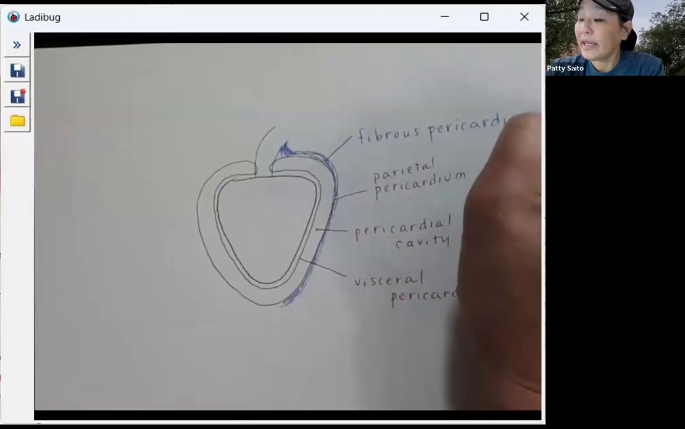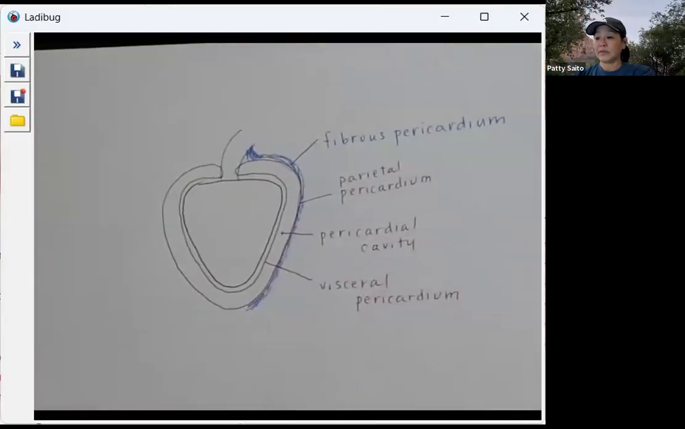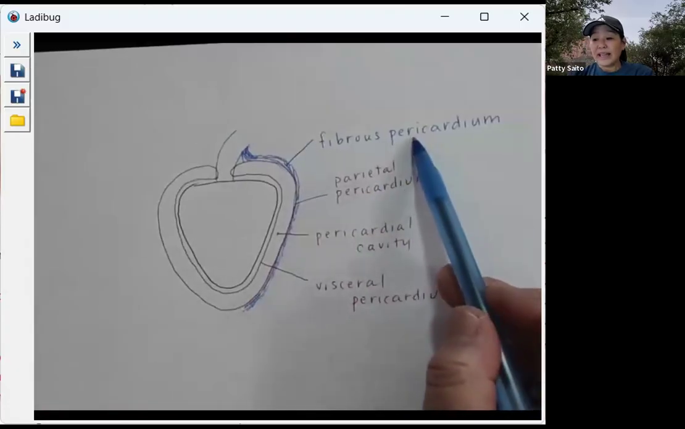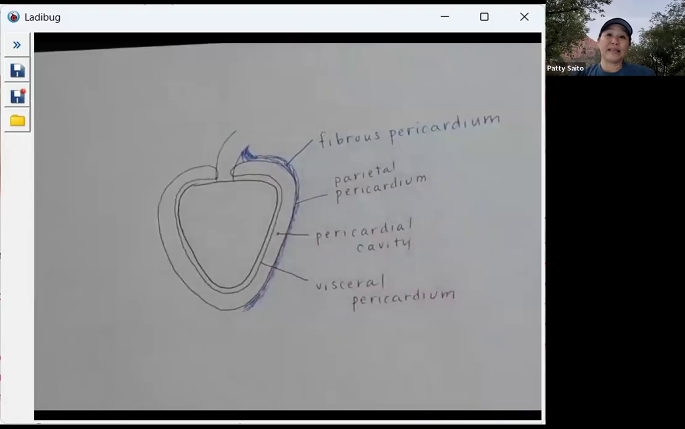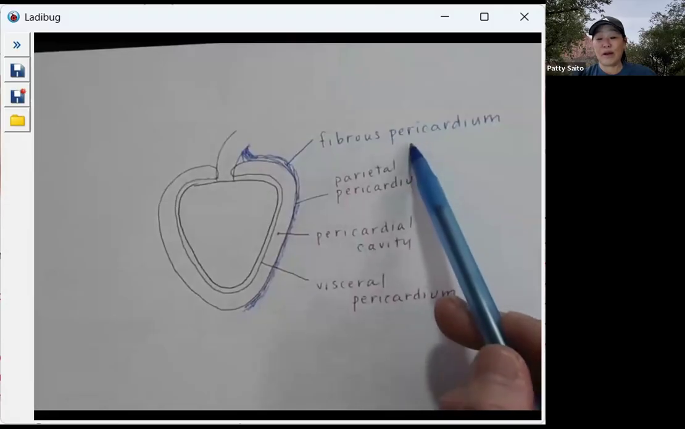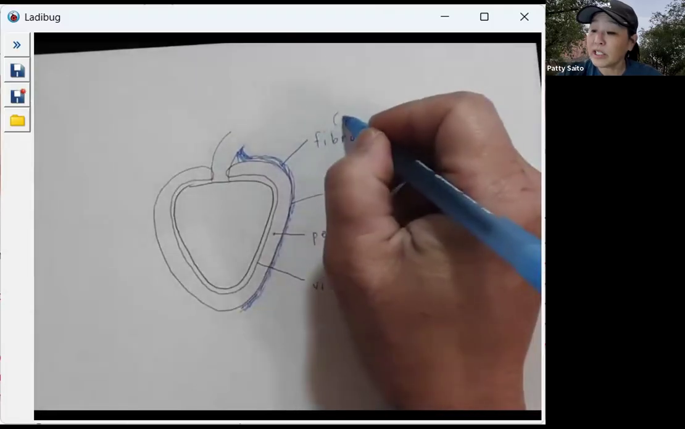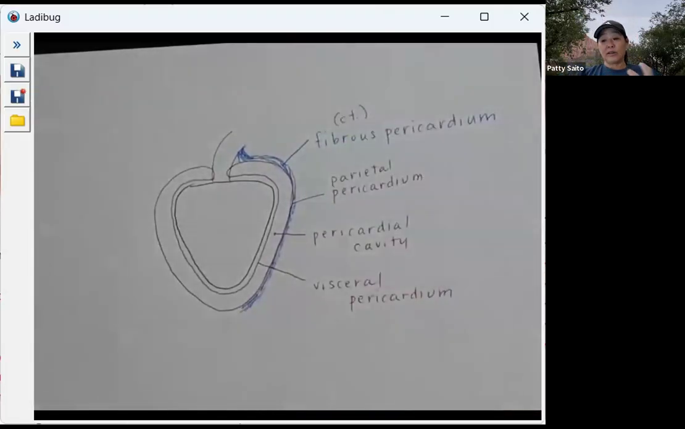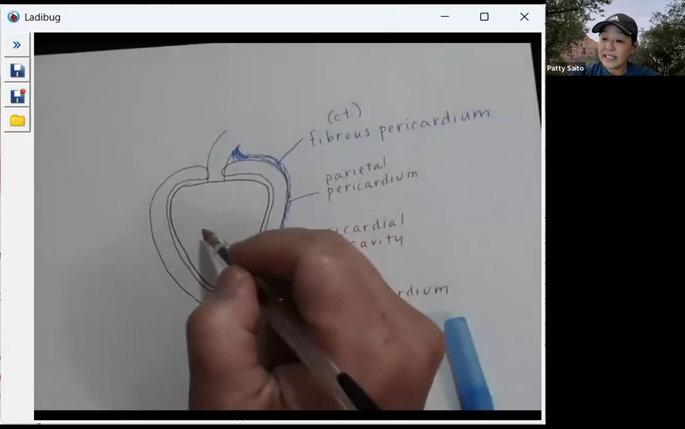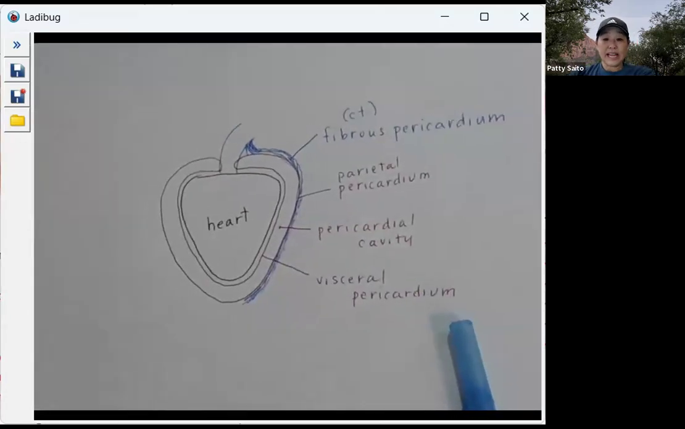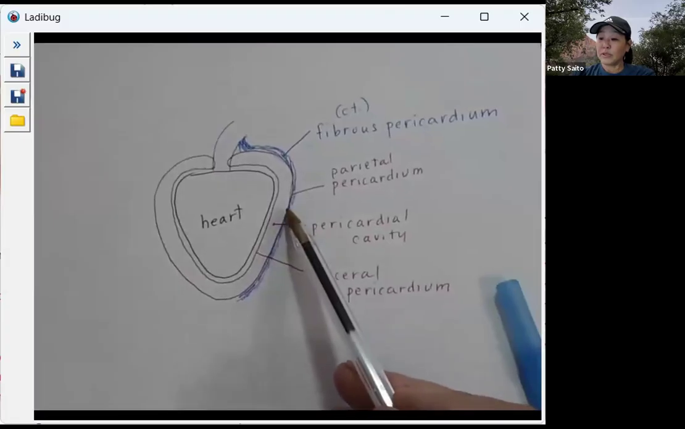Now, there's sometimes confusion because, hey, isn't the pericardium the serous membrane? Well, yes, but this term peri means around, and cardium, cardiac, means heart. So it just literally translates to around the heart. And so this is the fibrous part, which is connective tissue, which anchors it to other structures. And then we have the heart itself here.